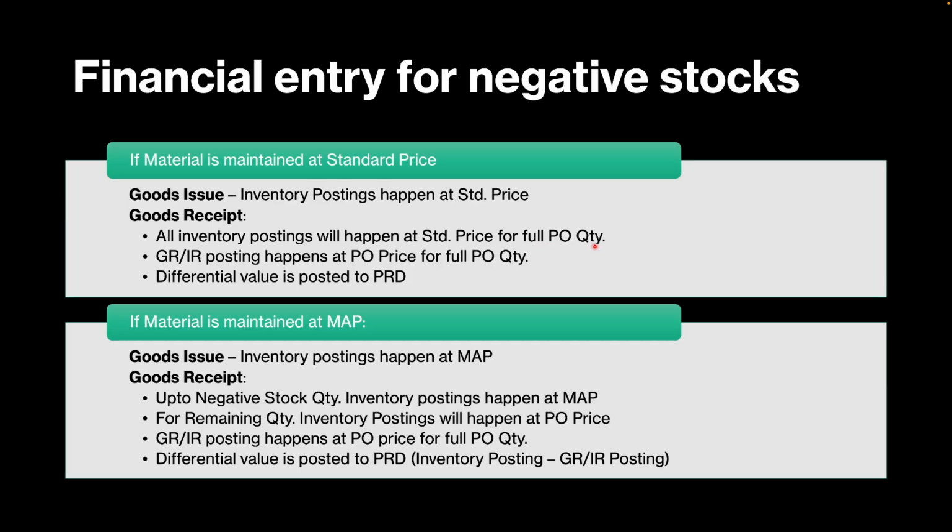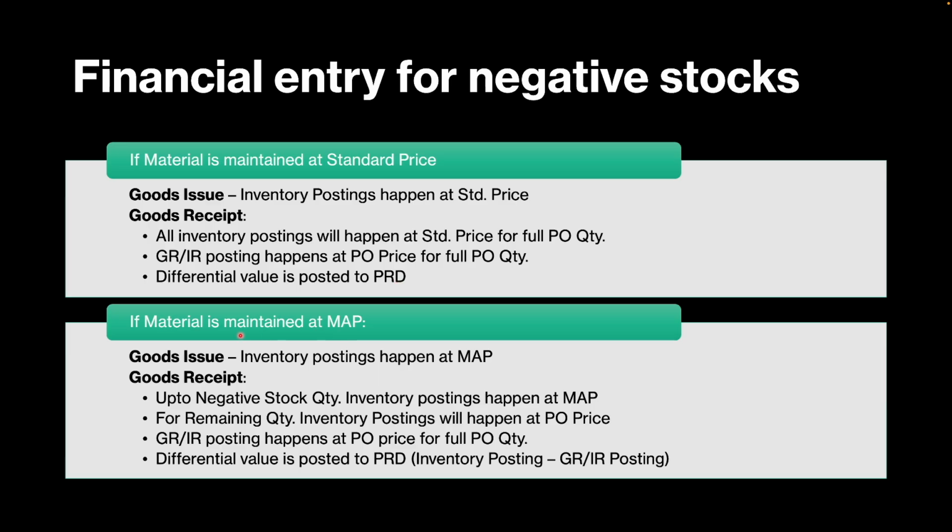Even if you have a negative stock to which you will be adding stocks, the value will be picked from the standard price as maintained in the material master. And the GRIR posting will happen at PO price for full PO quantity. If there is a difference between the standard price and the PO price, then that differential amount will be posted to the price difference account. This is similar to what happens for standard price materials which have positive stocks also. So for materials at standard price, the postings happen similar to your normal stocks.